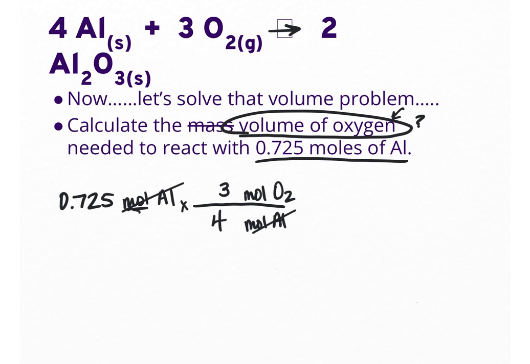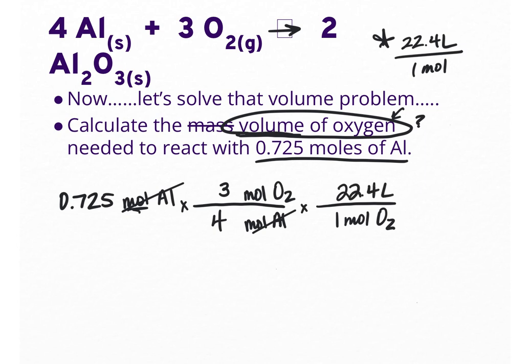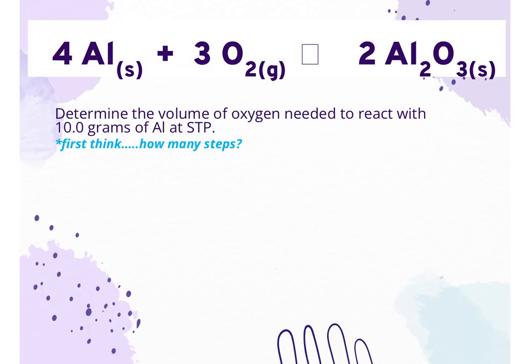Moles of aluminum crosses out. And now, because I'm finding volume, this is my new conversion factor: there's 22.4 liters in 1 mole of any gas, okay? So 1 mole of oxygen is going to take up 22.4 liters of space. That's the volume. So instead of finding molar mass, like I've done up until now, I'm just using our new conversion factor. This then tells us that it would be 12.2 liters of oxygen. So let's try another one.